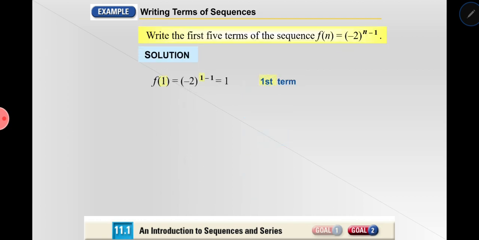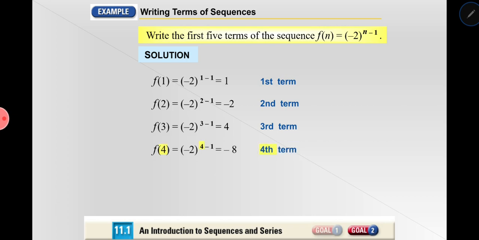So another one, write the first 5 terms of the sequence f of n is equal to negative 2 raised to n minus 1. So substituting n be equal to 1, we have negative 2 raised to 1 minus 1 is equal to 1. So 1 is our first term. So f of 2, we have negative 2. F of 3, we have 4. F of 4, we have negative 8. F of 5, we have 16. And there we have it, the first 5 terms of the sequence f of n is equal to negative 2 raised to n minus 1.